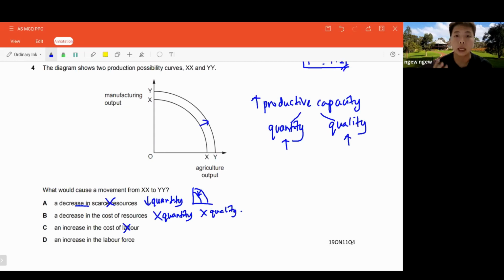Increase in the labor force meaning that you have more labor now, and this is directly increasing the quantity of your resources. So in this case, just now I reserved answer B, right? And with a reason saying that although the cost of resources might be cheaper, that doesn't mean that you can get more resources. And now with answer D available, which is very directly linked to rising quantity of resources, then definitely answer D will be more appropriate. All right.